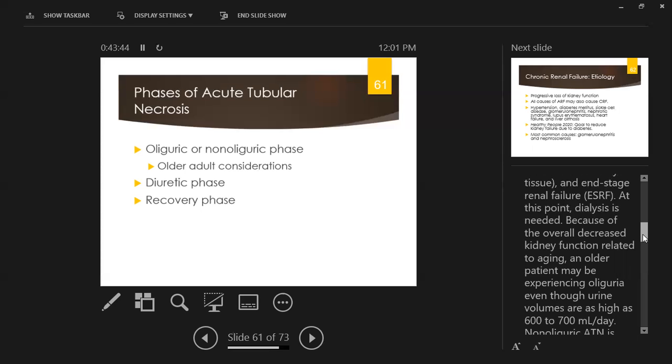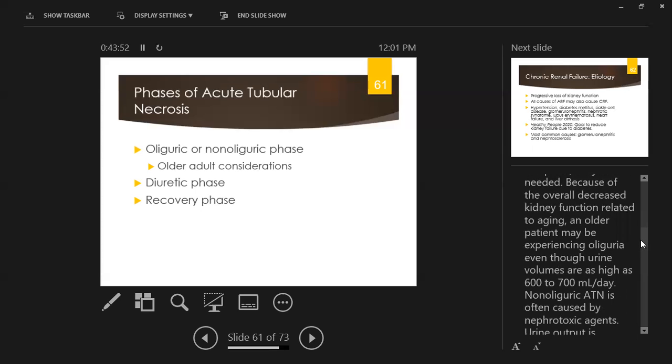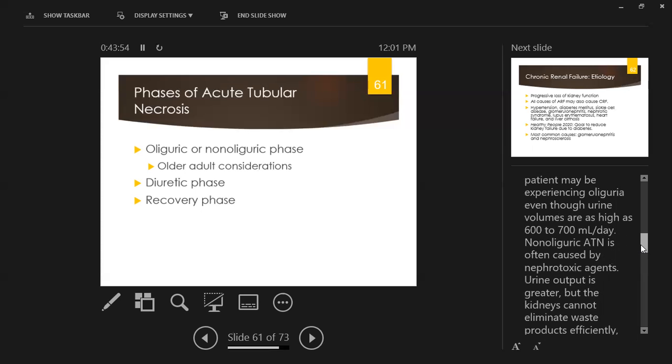And because of the overall decreased kidney functioning related to the aging patient, an older adult may be experiencing oliguria even though their urine volumes are very high, like 600 to 700, right? They're not able to concentrate that urine anyway, so 600 to 700 may be diagnostic as an oliguric phase for the elderly patient.